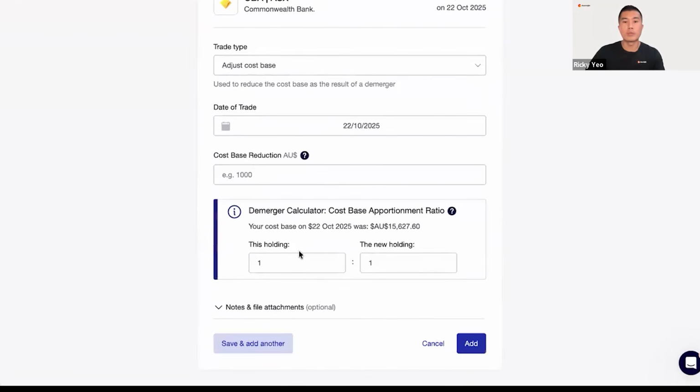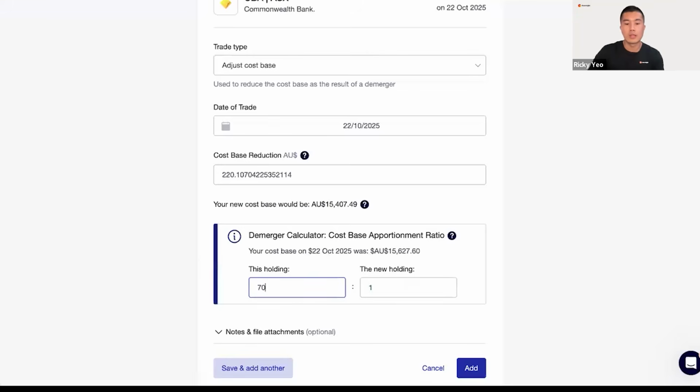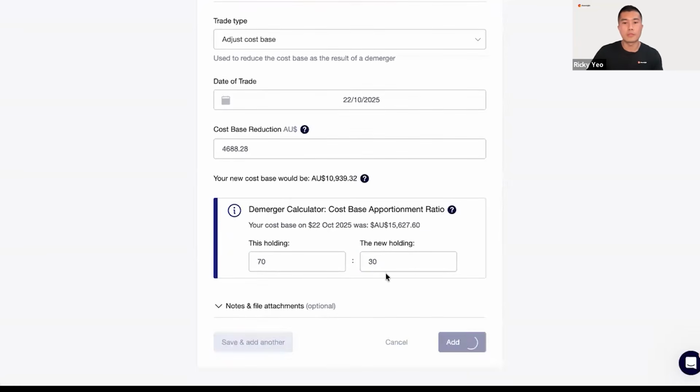There will be a demerger calculator sort of thing. You have to read up on the ATO; there will be a class ruling that tells you the ratio of the cost base you need to allocate to the new holding. So let's say 70-30, then you just put it here. Again, just examples. In some cases there might not be any, so it depends.